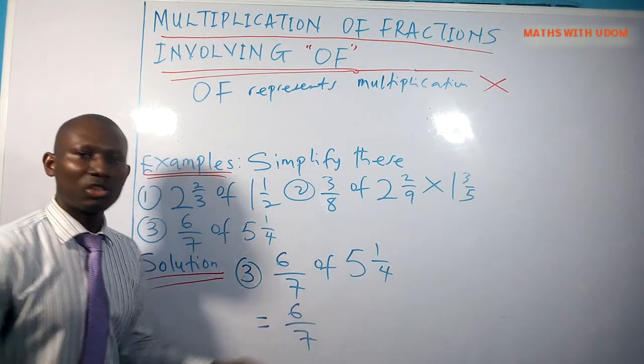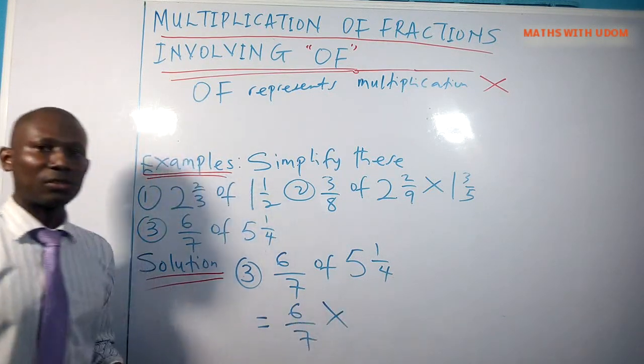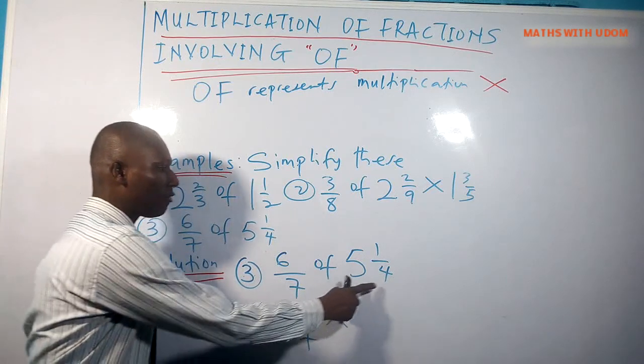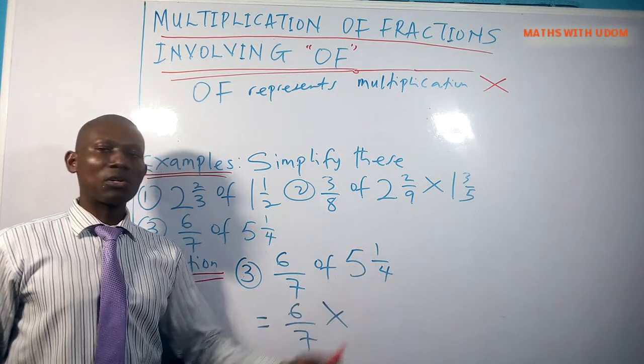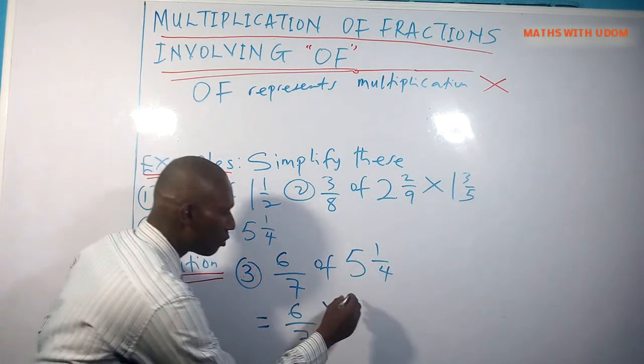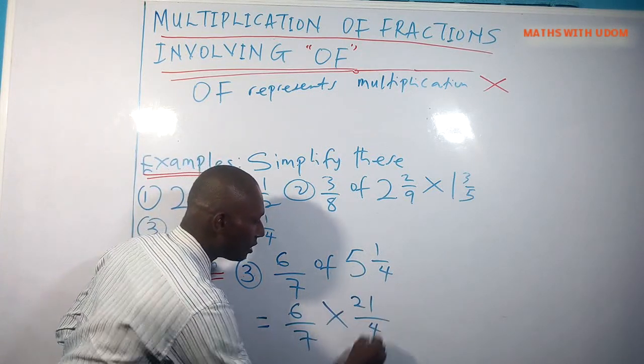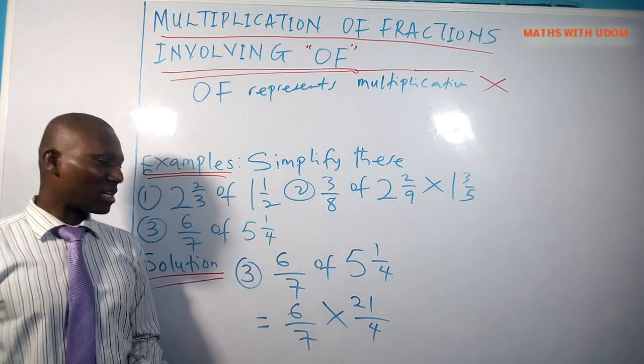The off will change to what? Multiplication. Okay, so we have 5 times 4. 5 times 4 will give us what? 20. 20 plus numerator 1, 21. So we have 21 divided by what? Divided by 4. So let's cross and cancel.